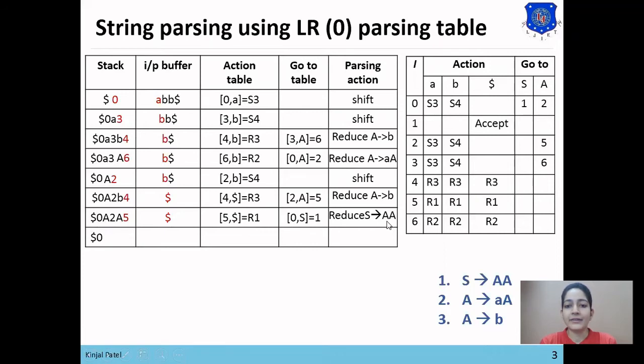So we have derived A with S. So 0 on S equals 1. So S1 will be placed onto stack, and there is dollar in input buffer. Now we'll check for the entry from 1 to dollar in parsing table. So from 1 to dollar there is accept action. So in action table, accept action will be performed. So our string has been parsed successfully.